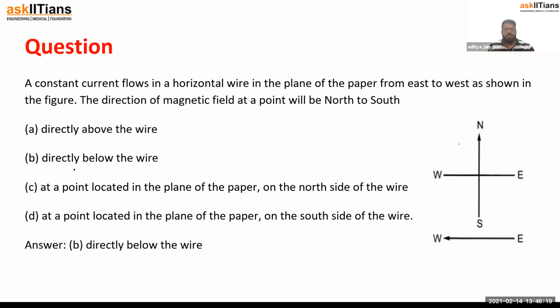Now see question 3. A constant current flows in a horizontal wire. This is a horizontal wire in the plane of the paper, from east to west. So the current is flowing like this.